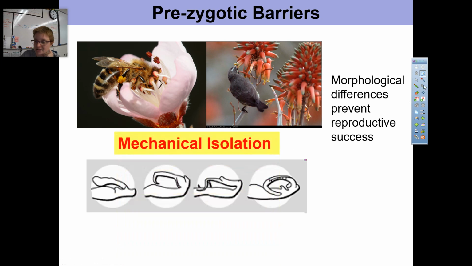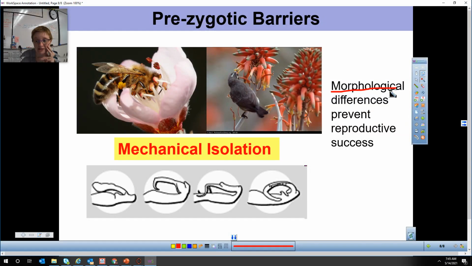Then there's mechanical isolation. That's basically to do with morphological differences, like if it don't fit, it's not going to work, right? So mechanical isolation. You see this a lot with flowers, the flowers being perfectly shaped for their pollinators to come and move the sperm to the egg on the flower. But if they're different species and you have different species that pollinate you, you're not going to really be mating with each other because this bee is not going to go into this flower.